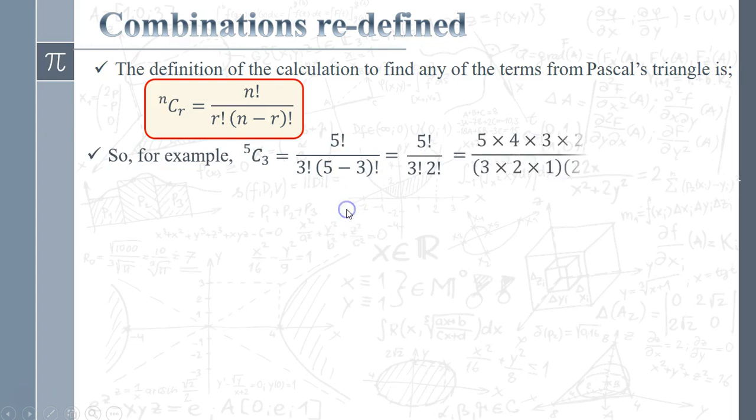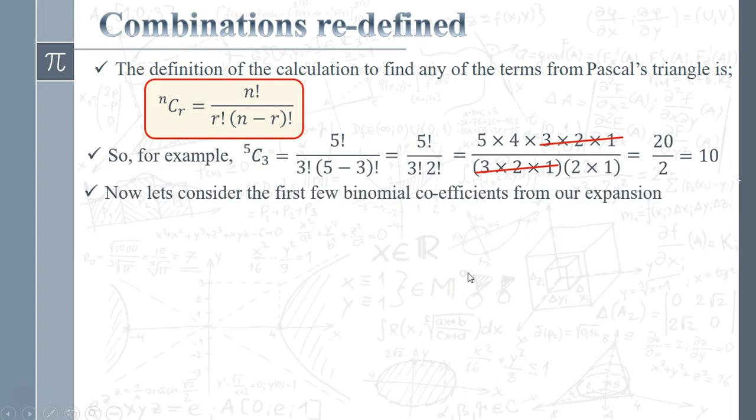And if we wrote those out, we've got 5 times 4 times 3 times 2 times 1 on the top, 3 times 2 times 1 times 2 times 1 on the bottom. And you can see straight away there's some cancelling that can happen. So I'm going to get rid of those bits. And that leaves me with 5 times 4 on the top, divided by 2 on the bottom, and that's how we'd actually physically go about calculating that value.